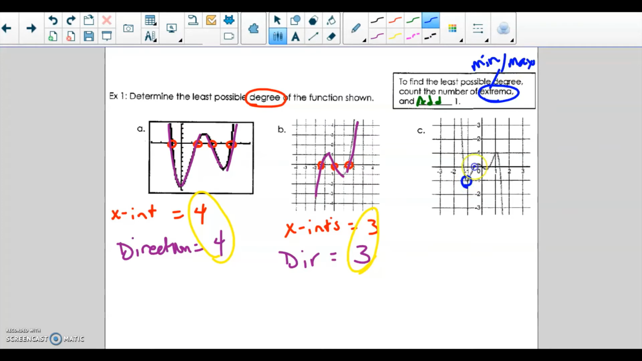1, 2, 3, 4. So there are 4 turns to the graph. So we're going to take 4 plus 1, and we're going to get a degree of 5. So the degree in that problem is 5. So that's how we figure out the degree based on the graph.